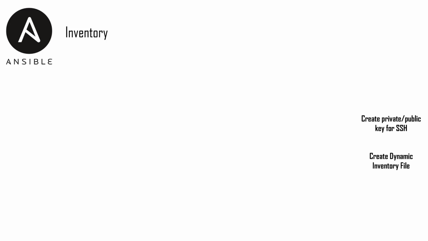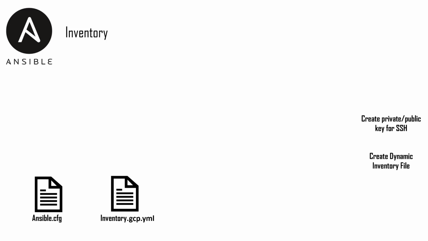And the second part is to create a dynamic inventory file that will consist of all the virtual machines that you have created in GCP. For this, we will need to configure two files, the ansible.cfg file and the inventory.gcp.yaml file. The inventory.gcp.yaml file is basically a module that is provided by GCP, which dynamically generates an inventory file for you to use.